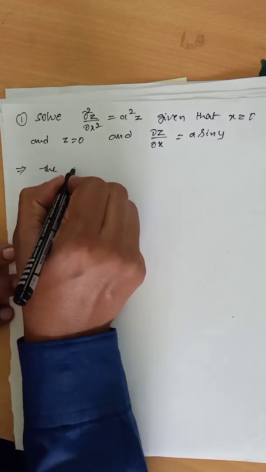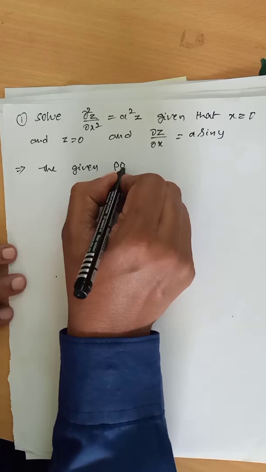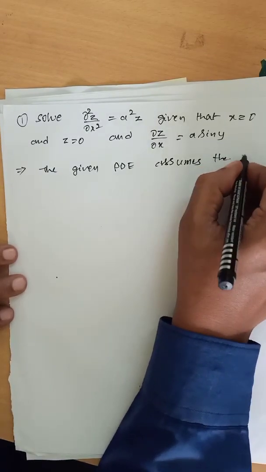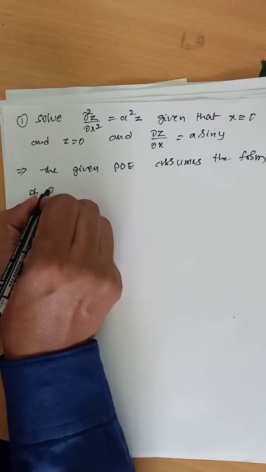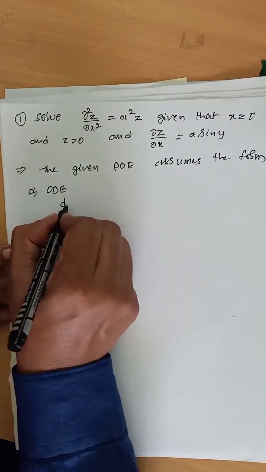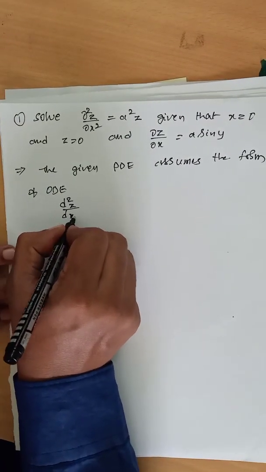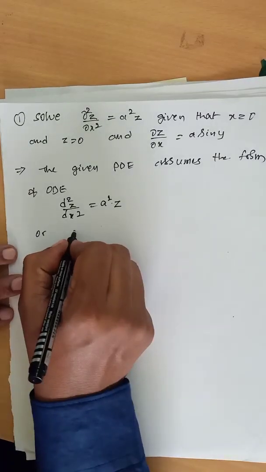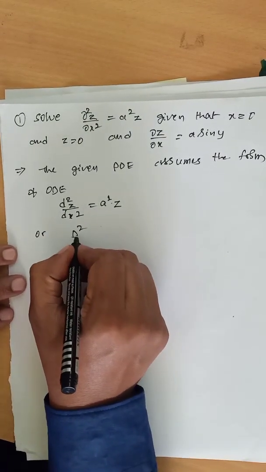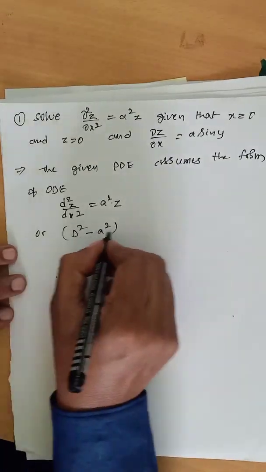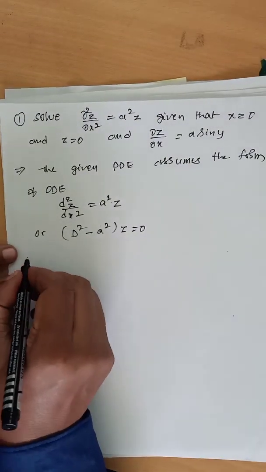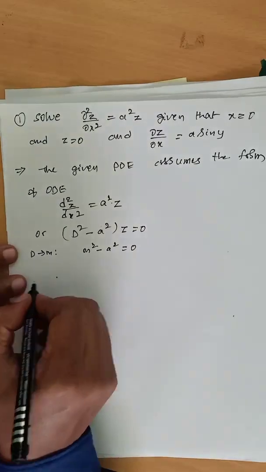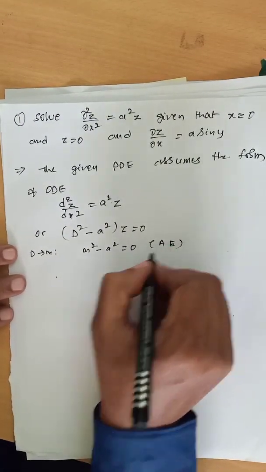The given PDE assumes the form of an ordinary differential equation. We write d²z/dx² = a²z, or (D² − a²)z = 0, where d/dx is denoted by D. Replace D by m: m² − a² = 0. This equation is called the auxiliary equation.